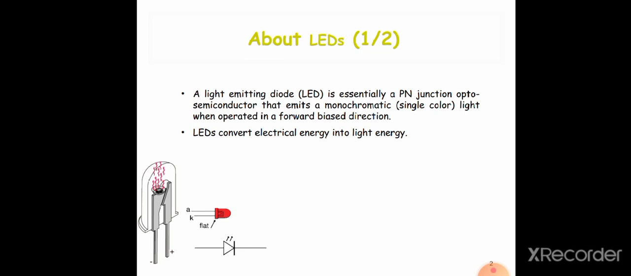Then it is used as a voltage regulator. Voltage regulator means when we increase the voltage or some fluctuations are present on the input side, it will still provide a constant output voltage, which is called voltage regulation. So it is done by the Zener diode. So the Zener diode is used as a voltage regulator. So we have seen two types of diode. In today's lecture we'll see about the light emitting diode.